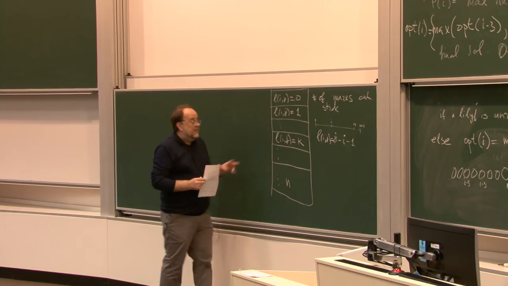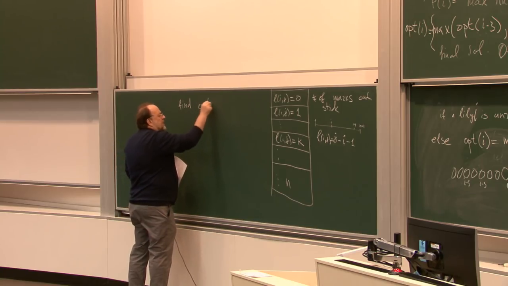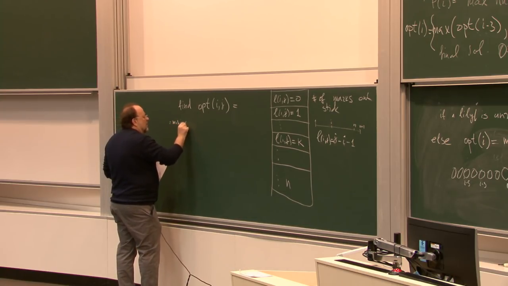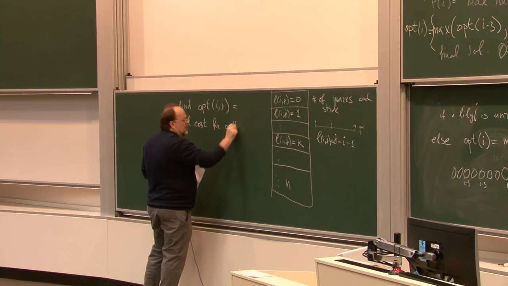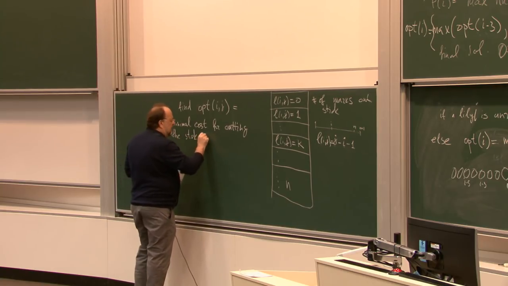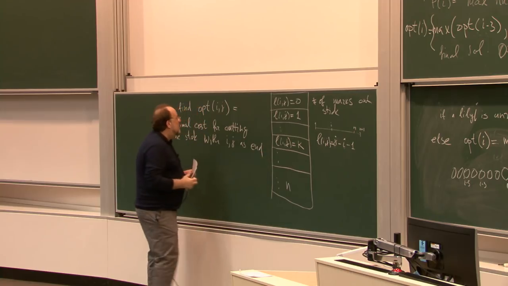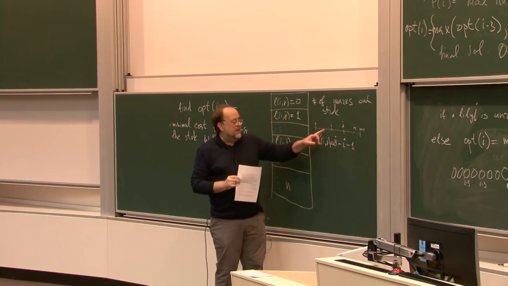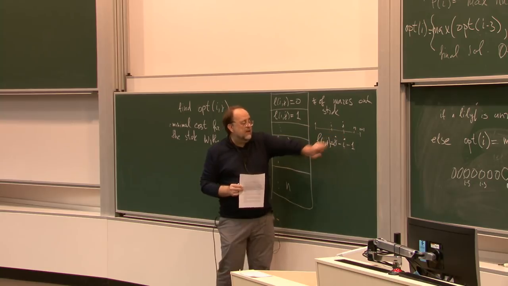So we will find opt ij, which is the minimal cost for cutting the stick with I and j as ends. Right? So actually, you make it two-dimensional. Your function will be two-dimensional because for every piece between two marks, it will give you the optimal solution.